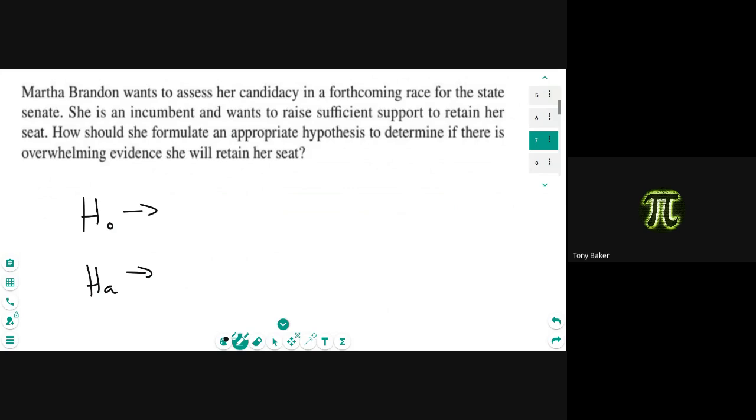Null hypothesis is going to be that there's not overwhelming evidence or there is. The null hypothesis is always the status quo. That makes sense. It doesn't have sufficient support.